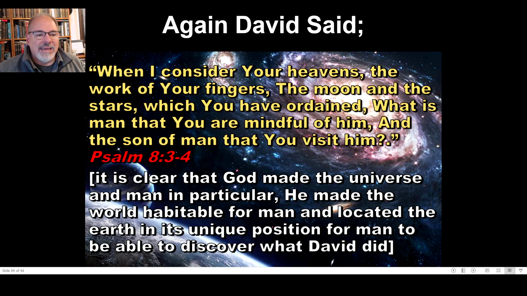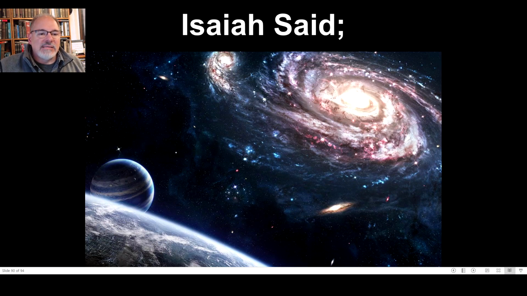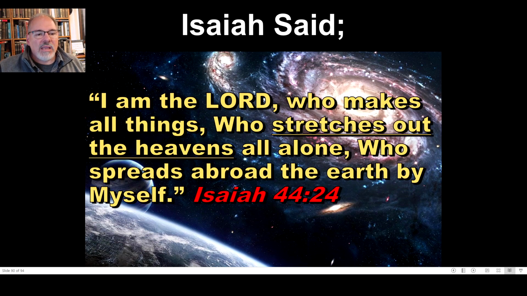He made the world habitable for man and located the earth in its unique position for man to be able to discover the same thing David did, no different. Isaiah went on to say, I am the Lord, or I am Jehovah, or Yahweh, who makes all things, who stretches out the heavens all alone, who spreads abroad the earth by myself.